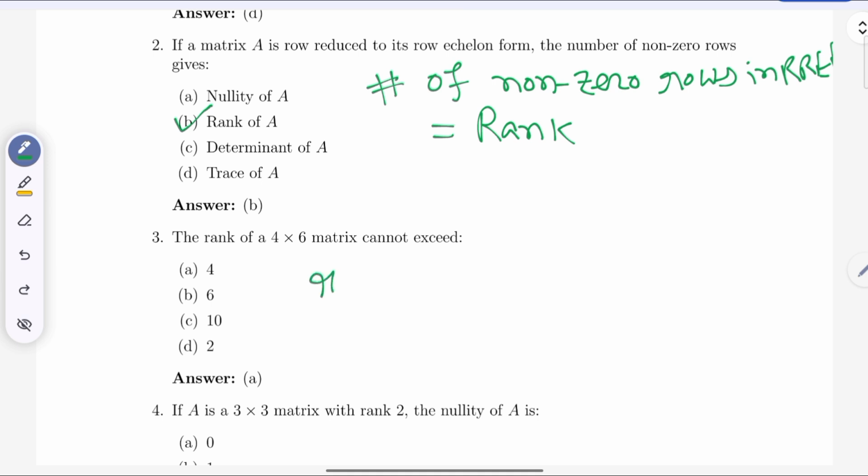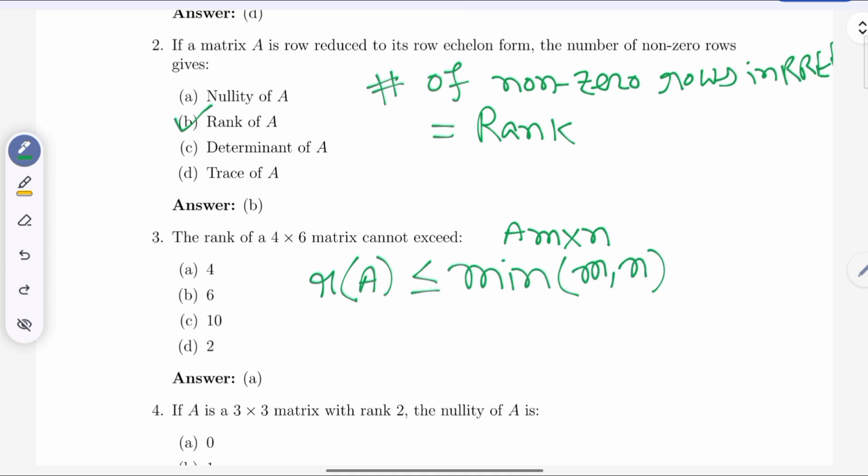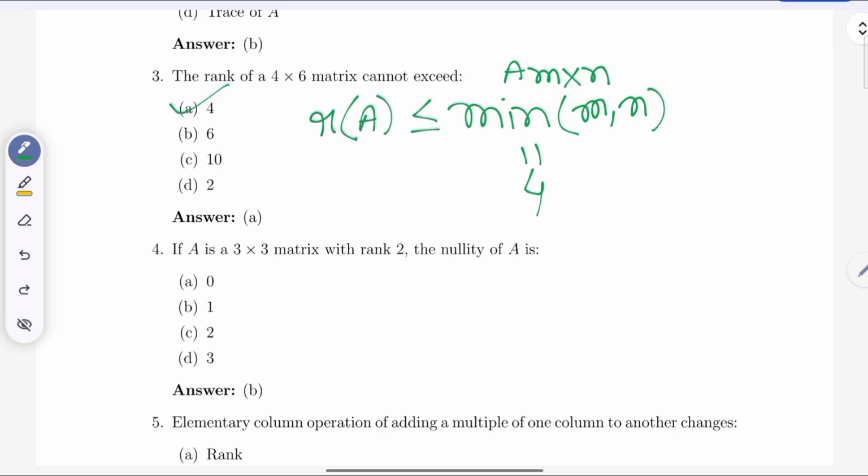The rank of a 4 by 6 matrix cannot exceed. So we know that if A is an m by n matrix, then rank of A is less than or equal to the minimum of m and n. Here m is 4 and n is 6. So 4 is the minimum. That is, option A is correct.